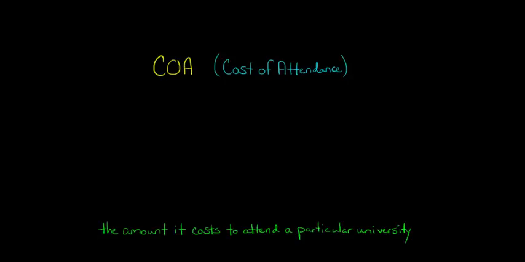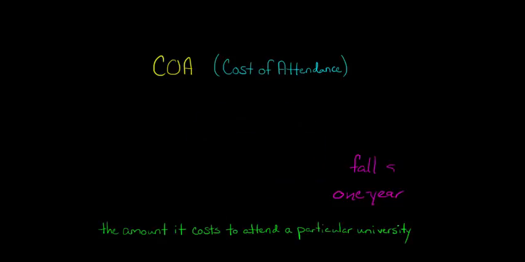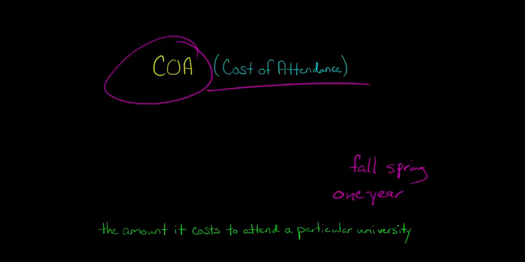In this video, we're going to talk about what the cost of attendance means when you're applying to college. So cost of attendance is basically the amount that it's going to cost you to attend a particular university, usually for 1 year. If it's some kind of 18-month program, they might put it for the 18-month period, but usually it's 1 year. You're going to have the fall and the spring semester. It's going to be broken out into 2 semesters. That's the cost of attendance, usually abbreviated COA.